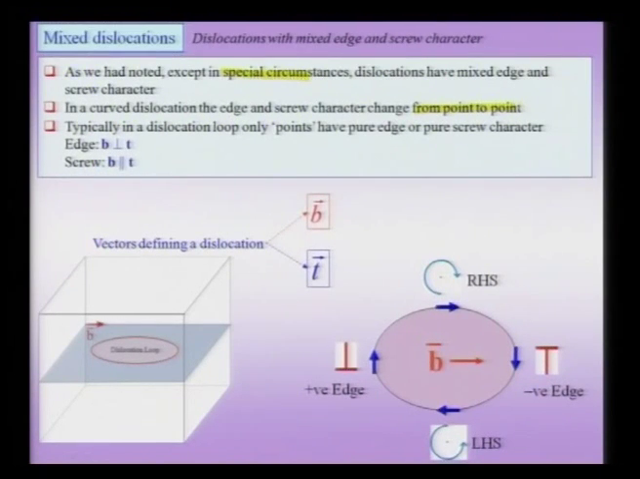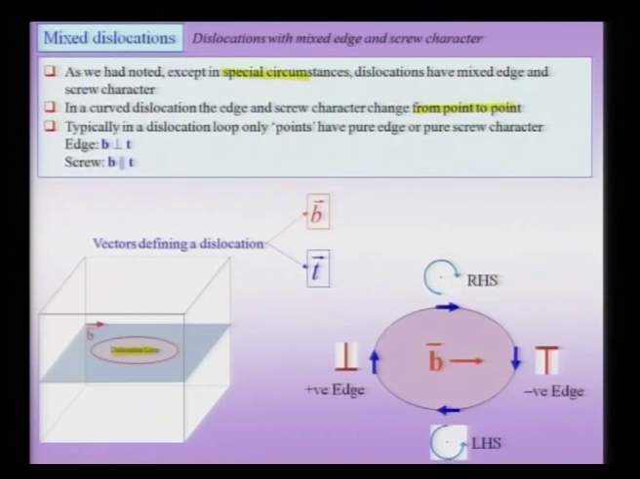And if you have a curved dislocation line, as in the case of a dislocation loop which is shown here in the bottom figure, there are only one point or a couple of points wherein the dislocation will have a pure edge or a pure screw character. So, let us look at this dislocation loop now. As we shall note later, a dislocation line cannot end within a crystal, and one of the ways it can end is to end on itself, forming a loop. So, this is now a dislocation loop in the crystal.